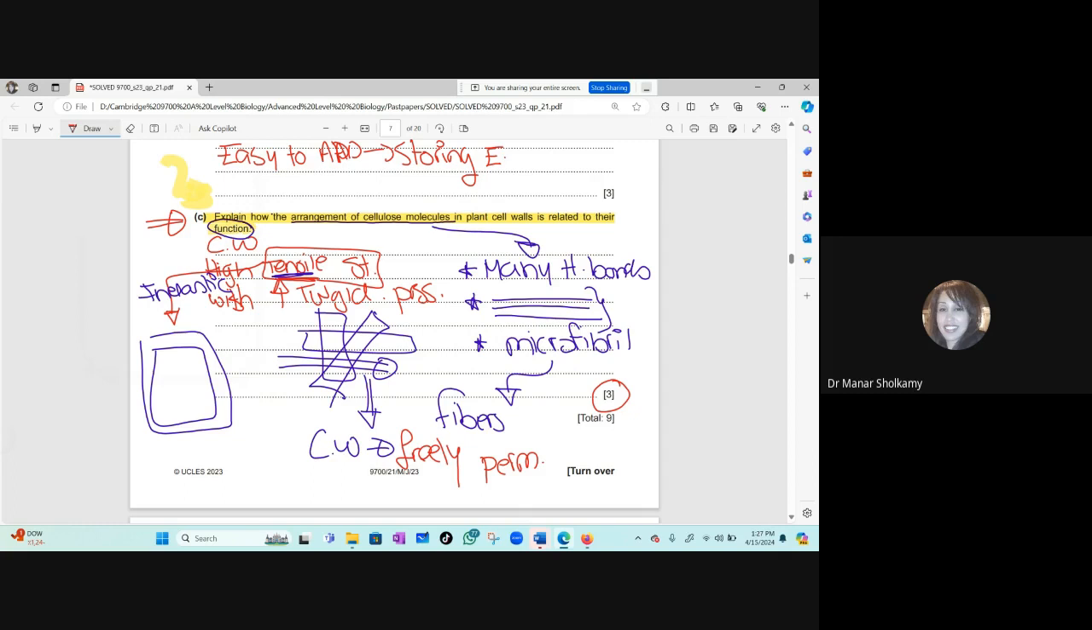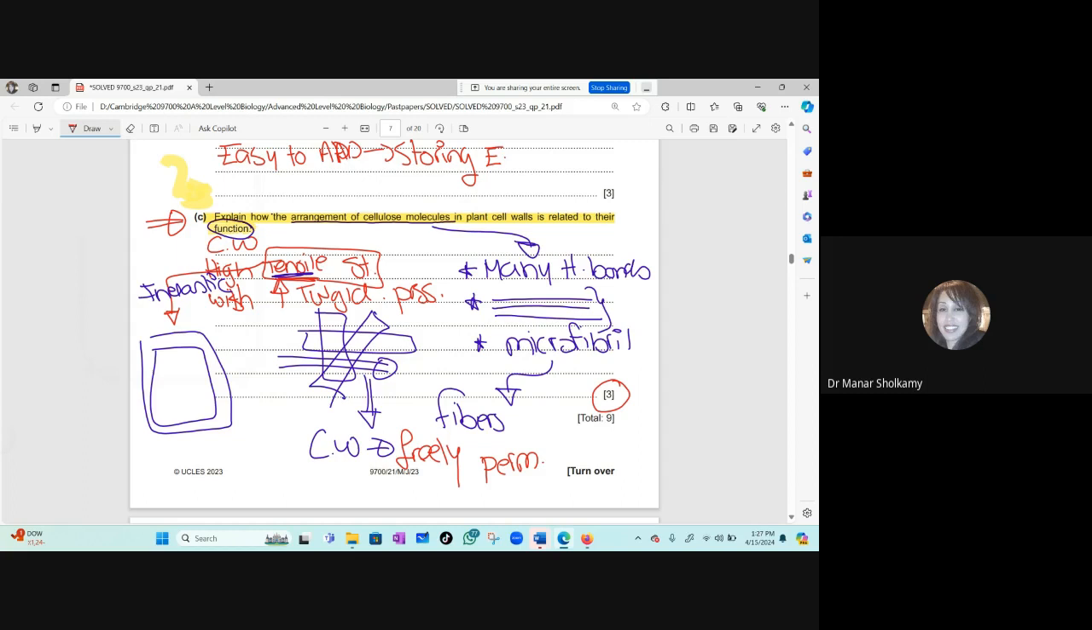The parallel arrangement, polymer, beta glucose, rotated 180 degrees every other beta glucose, many hydrogen bonds creates high strength. It will create microfibrils, and then it will create fibers that run in so many different directions. And there are large spaces between them. That's why the cell wall is freely permeable. So you will write the whole paragraph, that page in biological molecules about cellulose.